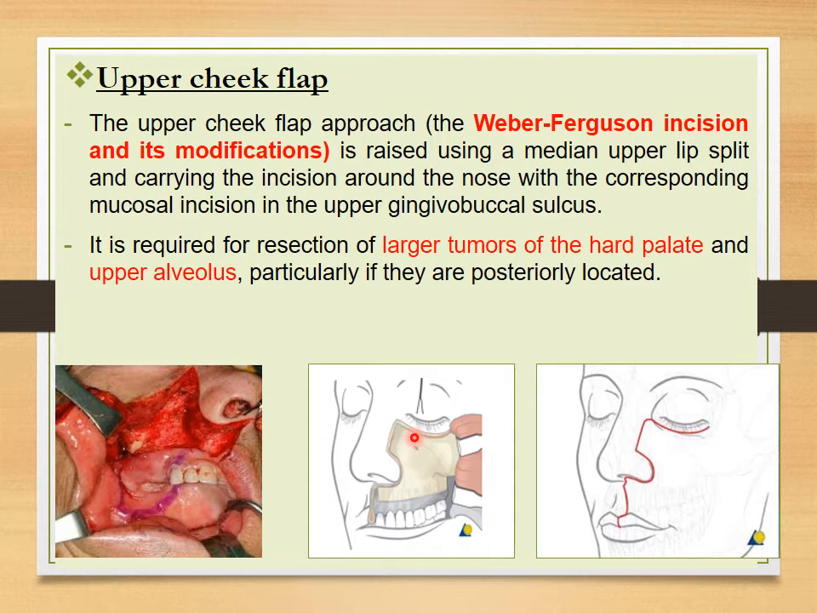Most of the time, surgeons make modifications to the main techniques. The flap is raised using a median upper lip-splitting incision, as you see in this picture, carrying the incision around the nose with the corresponding mucosal incision inside the oral cavity, in the mucogingival buccal sulcus, to expose the maxilla. It is specially used for larger tumors involving the hard palate, for resection of larger tumors, particularly when the tumor is located posteriorly. So what is required from you is only the name, the outline of the incision, and its indication for which type of tumor.